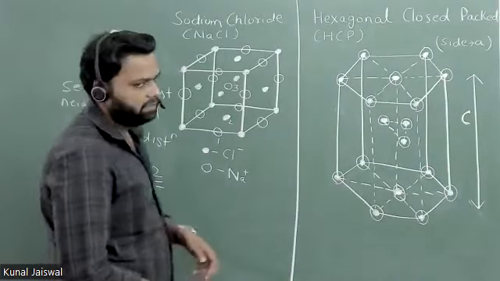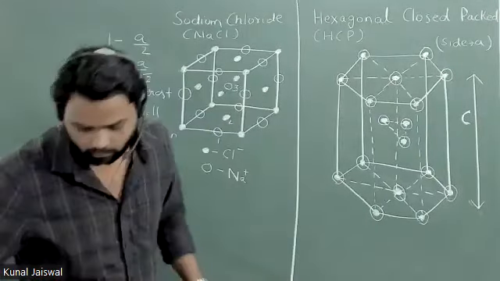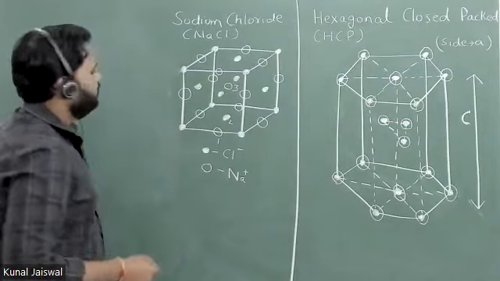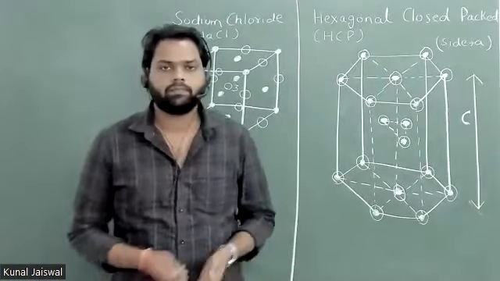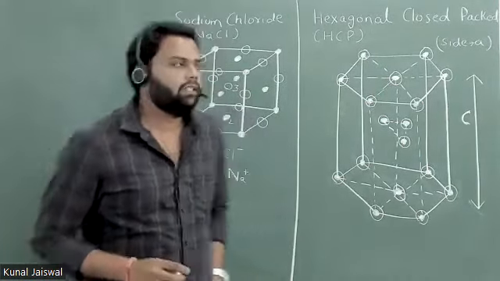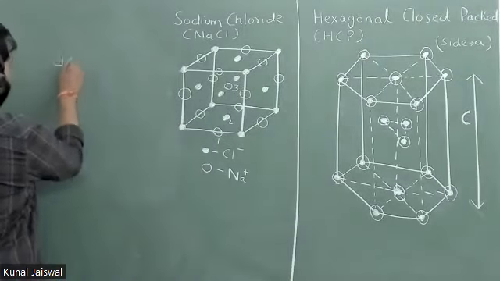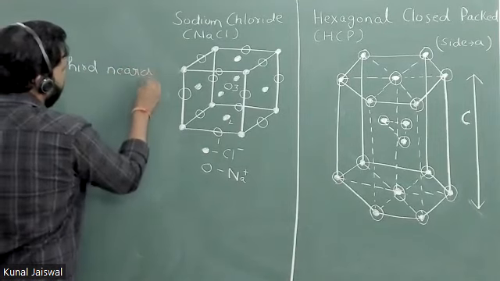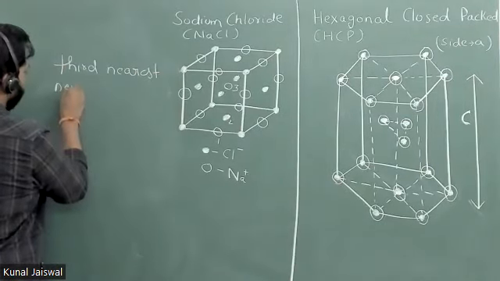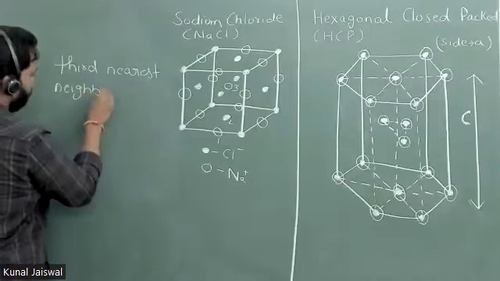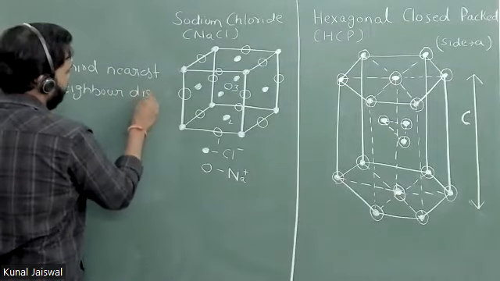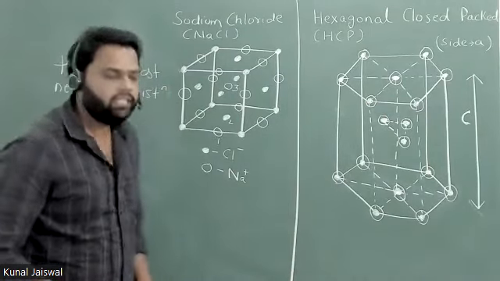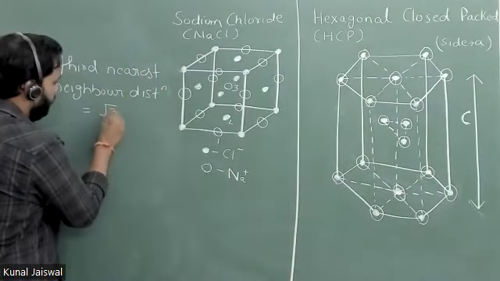Now, what about the third nearest neighbor? It will be an Na atom. Yes, exactly. Everyone is convinced? What will be the third nearest neighbor distance? Under root 3a by 2. Okay.